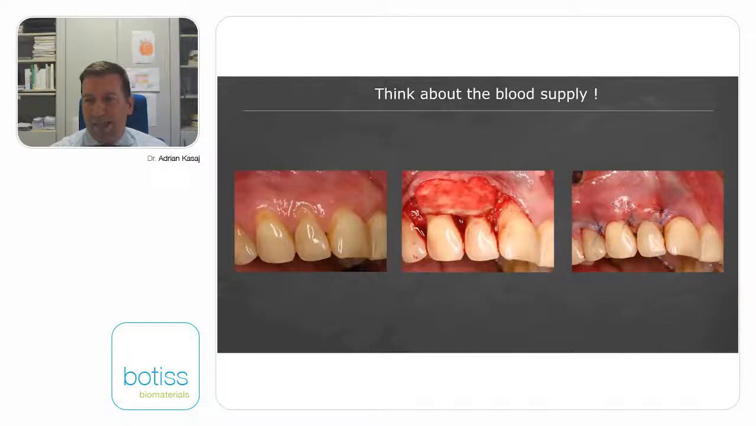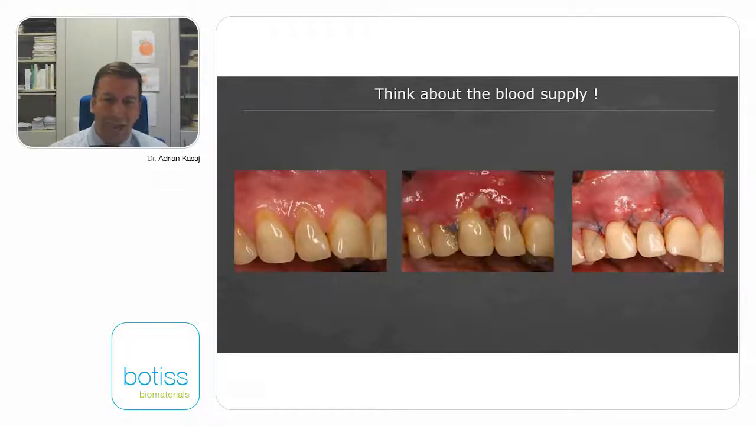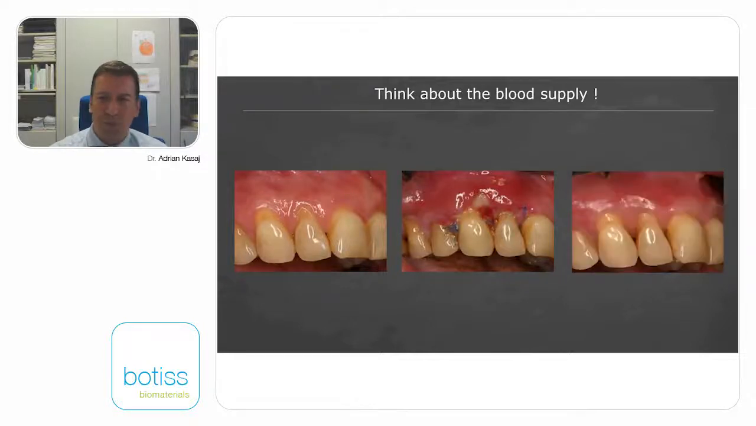imagine that this is not the best prerequisite for optimal wound healing. This is what happened, some serious wound healing problems, and this was the final outcome.